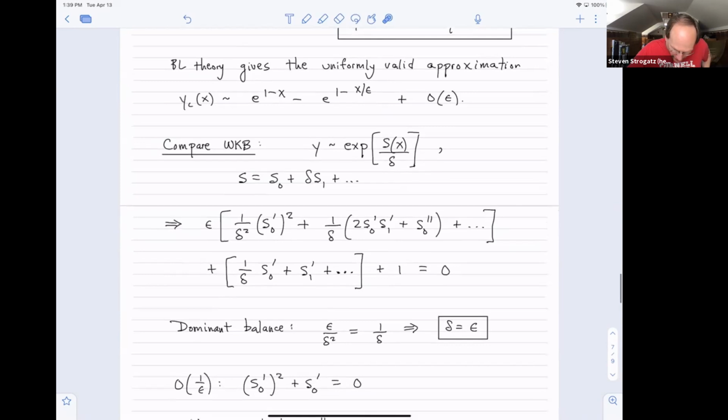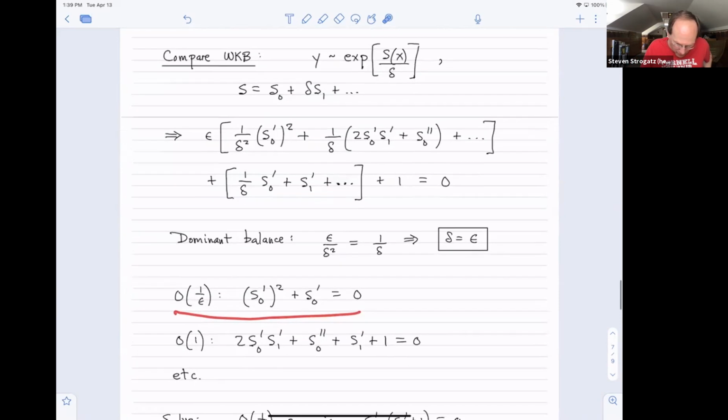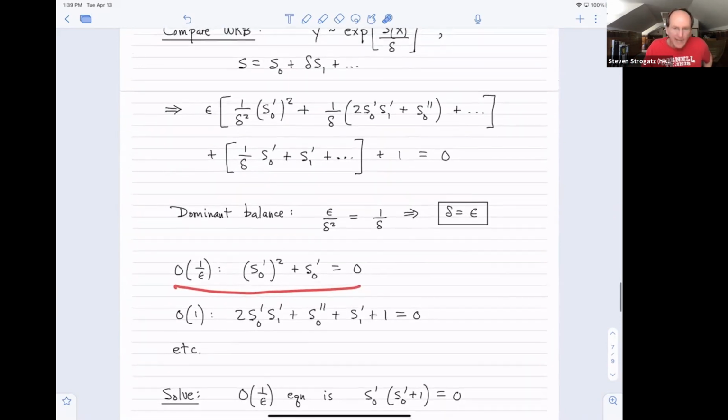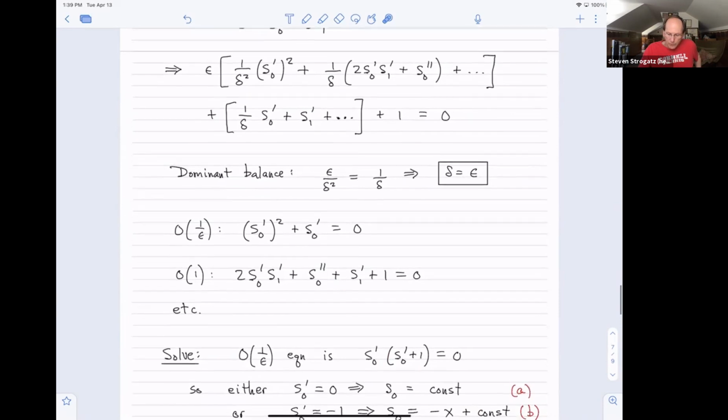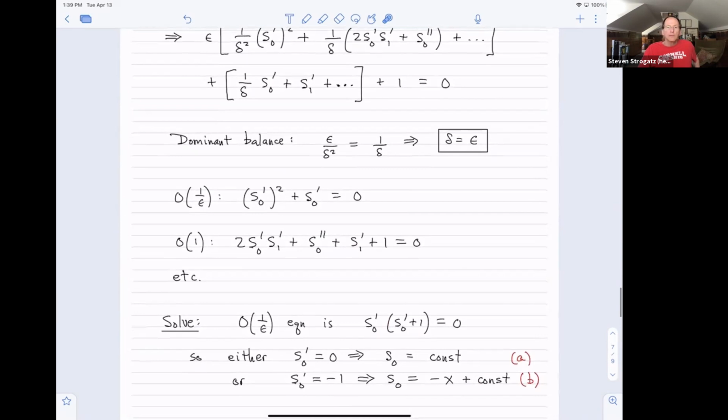Okay, so let's now start solving. At order 1 over epsilon, we have this. So to solve that, I have 2 different equations I have to solve. I could either have S0 prime is 0, or I could have S0 prime is -1. So those are my 2 options, and I'm going to call them A and B. These 2 cases right here. There's case A, there's case B. So in this case, S0 just becomes a constant, whereas in this case, S0 is -x plus a constant.